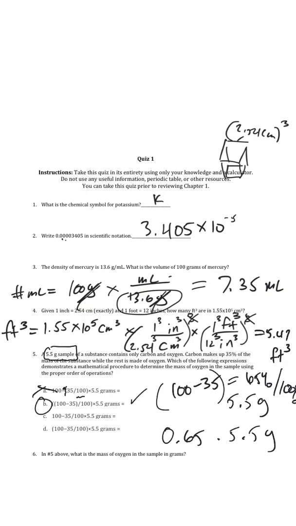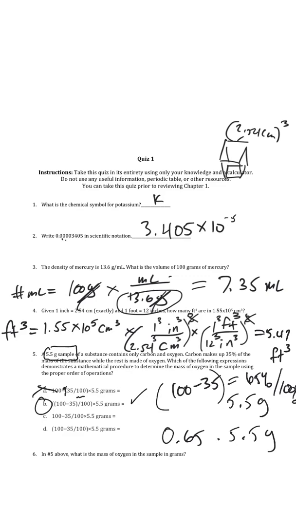And we can double check that too. Do 100 minus 35, then hit enter because that's in parentheses, then divide by 100, and then multiply by 5.5. That gives us about 3.6 grams. That would be the mass of the sample that's due to the oxygen.